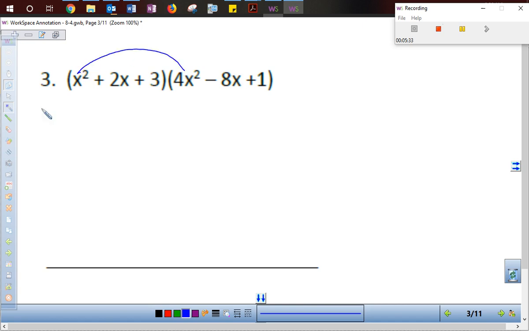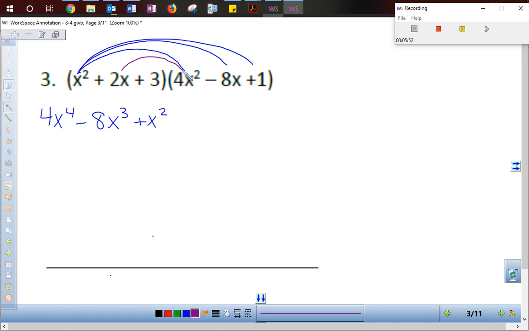X squared times 4x squared gives me 4x to the 4th. X squared times negative 8x gives me negative 8x to the 3rd. And x squared times 1 gives me x squared. Next, I have 2x that I'm going to distribute through. So 2x times 4x squared gives me 8x to the 3rd. 2x times negative 8x gives me negative 16x squared. And 2x times 1 gives me a positive 2x.